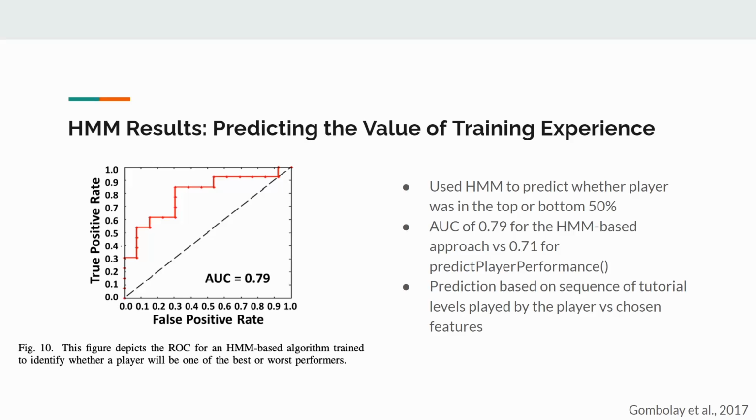The AUC for the HMM-based approach is 0.79 versus 0.71 for predict player performance. This might indicate that the HMM outperforms predict player performance, but predict player performance uses other features, specifically games played and games quit, rather than the actual sequence of states or the sequence of games played in order to make a prediction on either the performance of the player or the future sequence of tutorials.